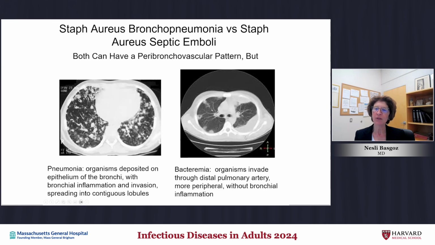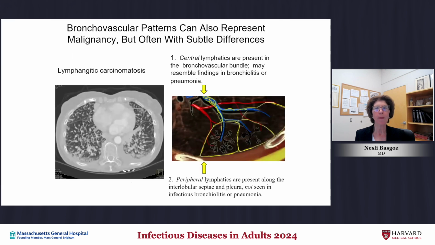On the right, you see a CT of Staph aureus bacteremia, and here the organisms invade through the distal pulmonary artery. It's usually more peripheral, usually multiple, and there's not typically extensive bronchial inflammation. These patterns can be overlapping.